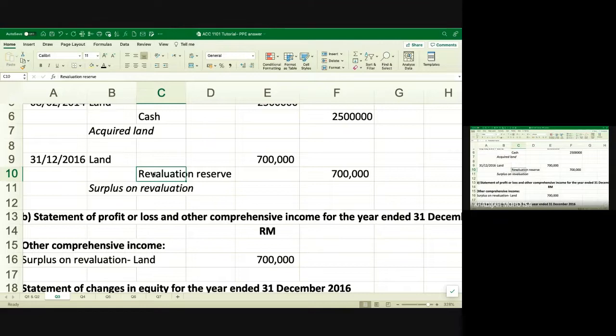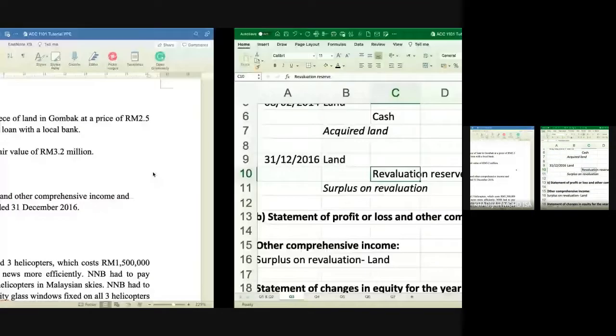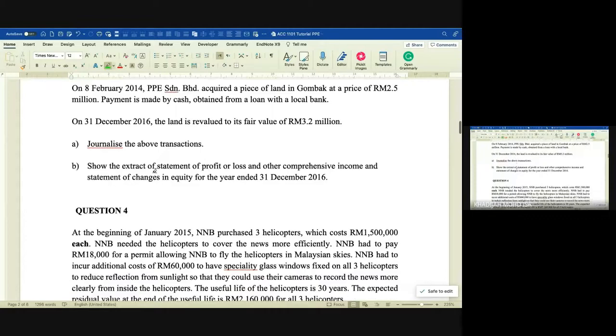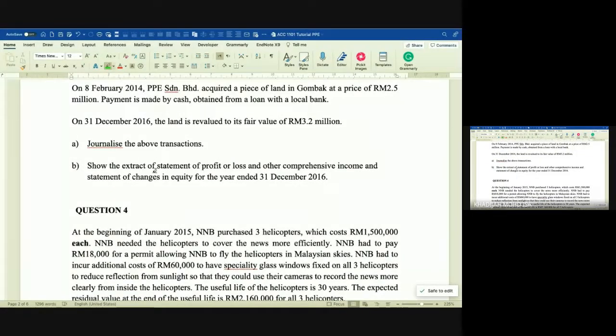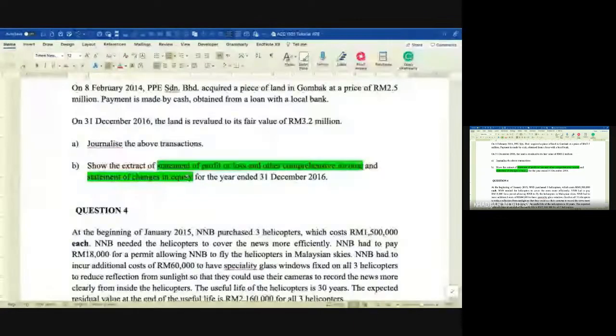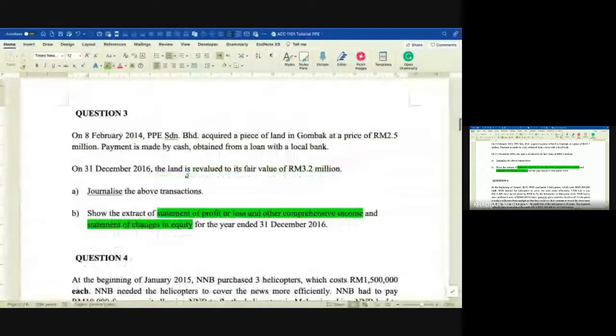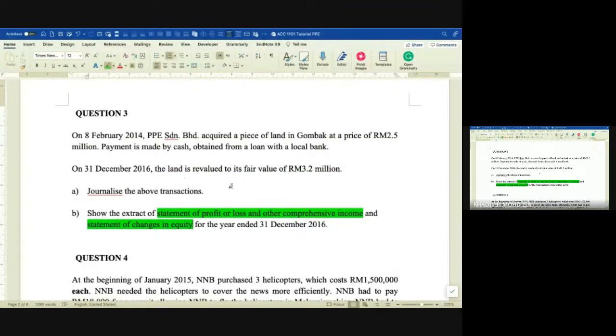Yes, madam. Right. And then question number 3B requires you to show the extract of the statement of profit and loss and other comprehensive income. So this is one statement. And then you have the statement of changes in equity. So there are two statements that you have to show the extract. Extract means that you only show that part, not the whole statement, only the part that is relevant to the question. In this case, only the revaluation of the asset.